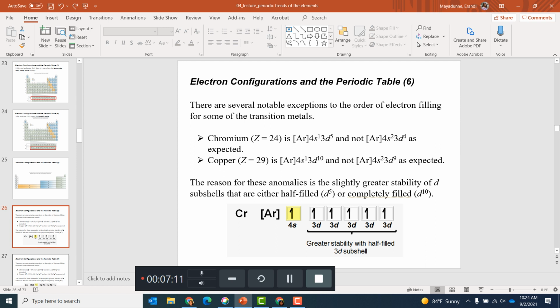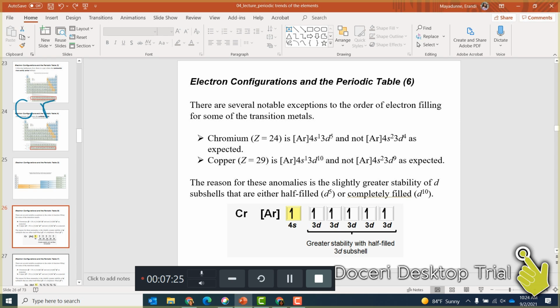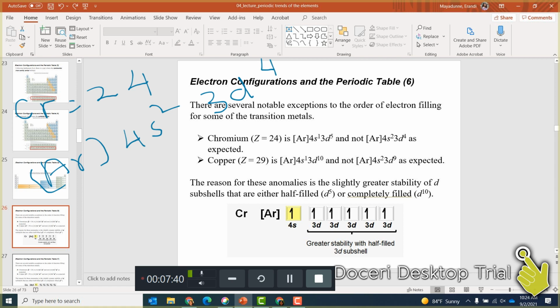Chromium and copper. Chromium has atomic number 24, so you expect the configuration to be written like this. You look at the periodic table: the closest previous noble gas is argon, so it is 4s2, 3d4. Now when I draw its orbitals, 4s2 is up, down, and then the d.